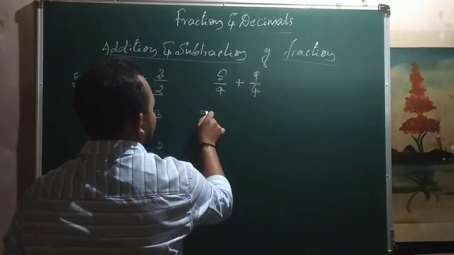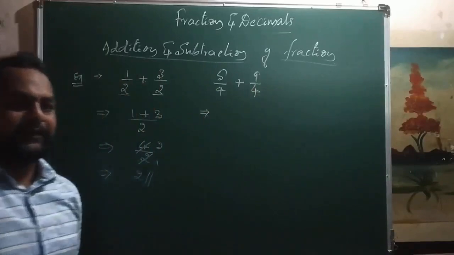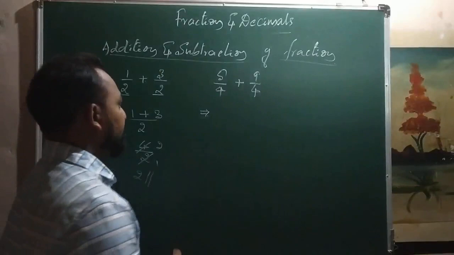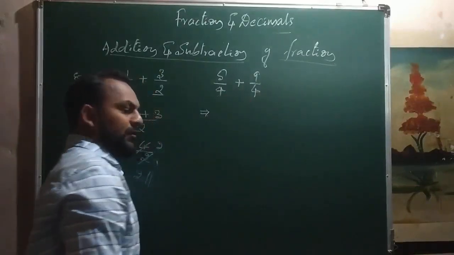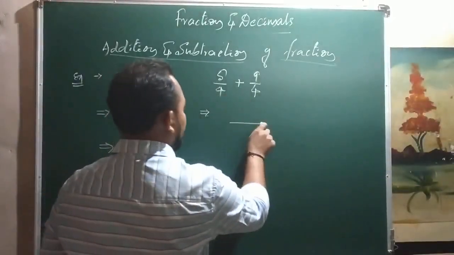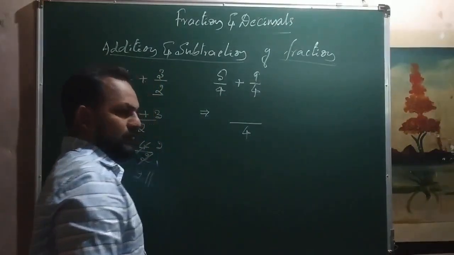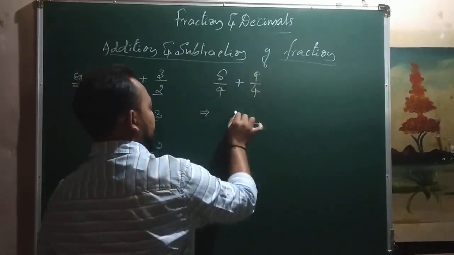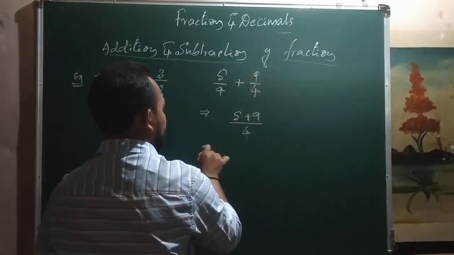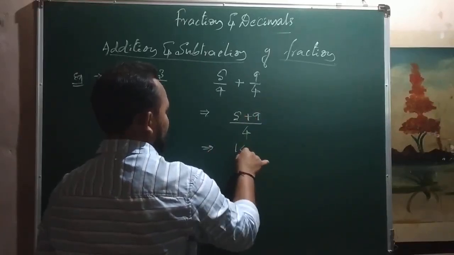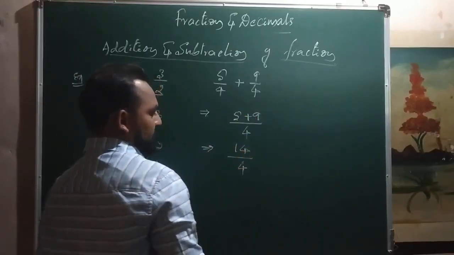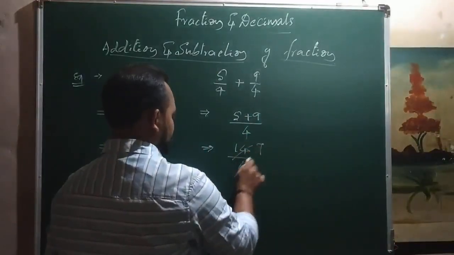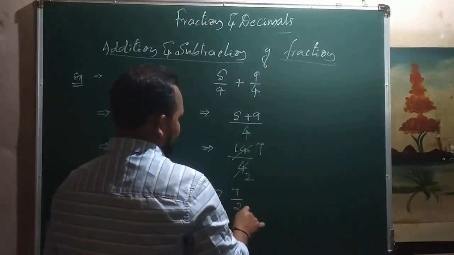5 by 4 plus 9 by 4. These two are like fractions having the same denominators, so directly write 4 as the LCM. Then 5 plus 9 is 14 by 4. Then write it in the simplest form: 2 twos are 4, 2 sevens are 14. The answer is 7 by 2.